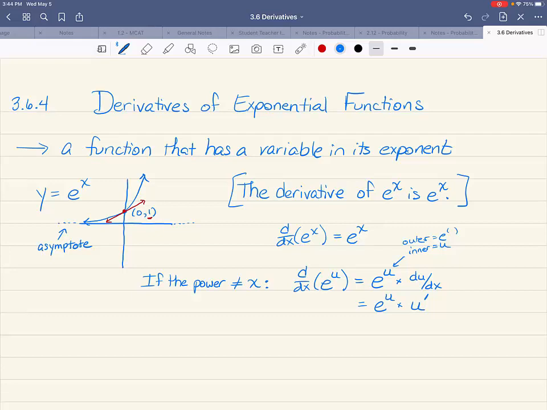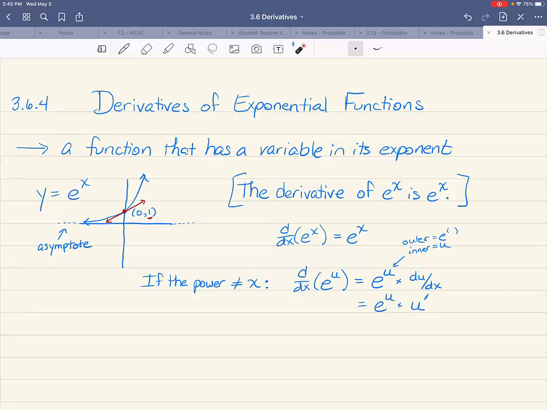So when we do the chain rule here, the derivative of the outer, e to the bracket, is e to the bracket. And remember, you put the u into the bracket. That's what gives us this first term. And then, after you do that step, you take the derivative of the inner, which is your du dx, the derivative of your exponent.